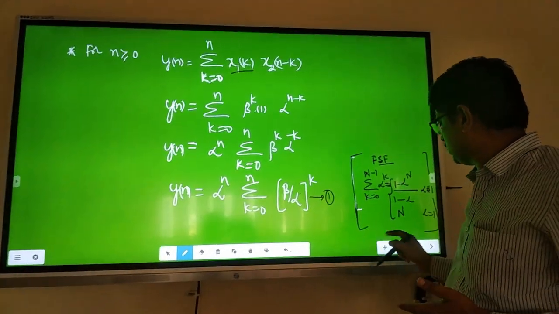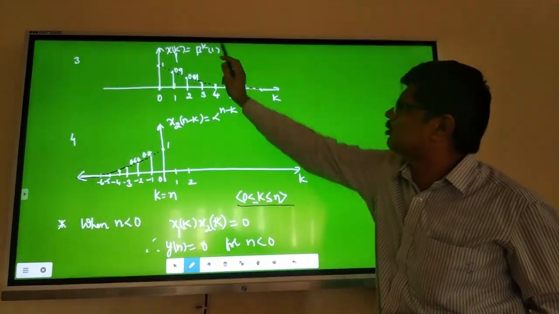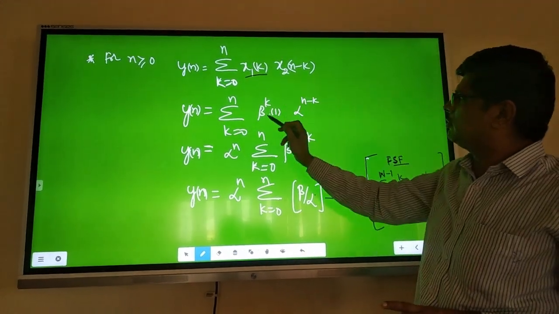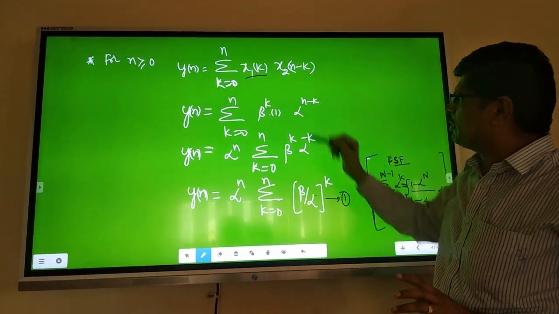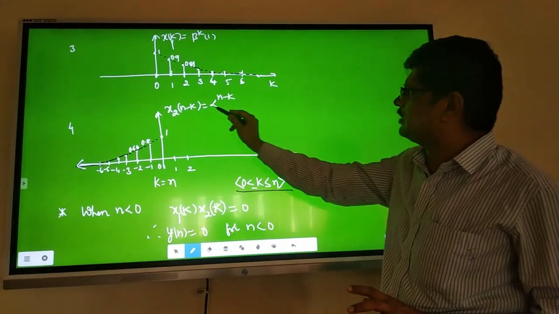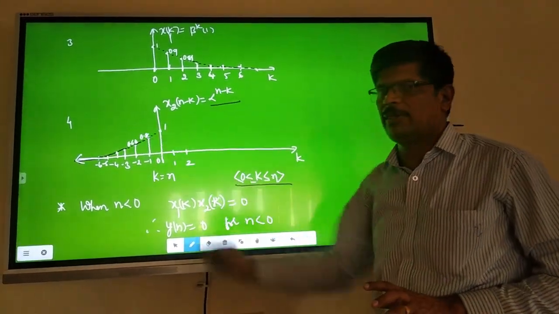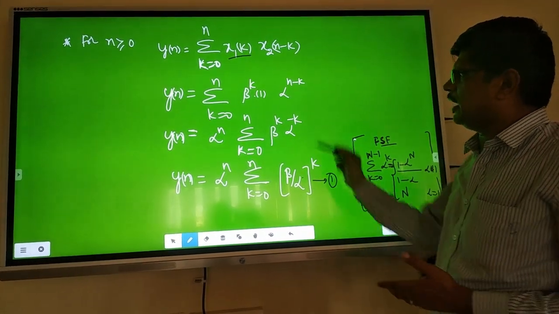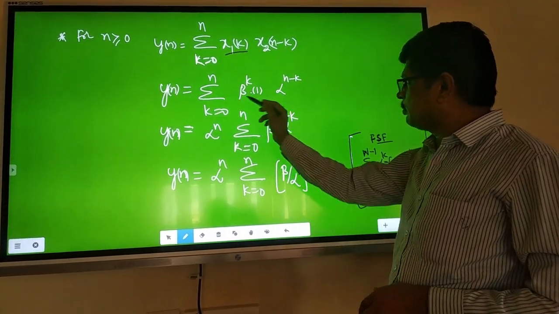What is x1[k]? x1[k] is nothing but beta to the power k into 1, because of this side. Now, what is x2[n minus k]? x2[n minus k] is alpha to the power n minus k. Reduce it. Therefore alpha to the power n minus k. Then afterwards do the math simplifications.